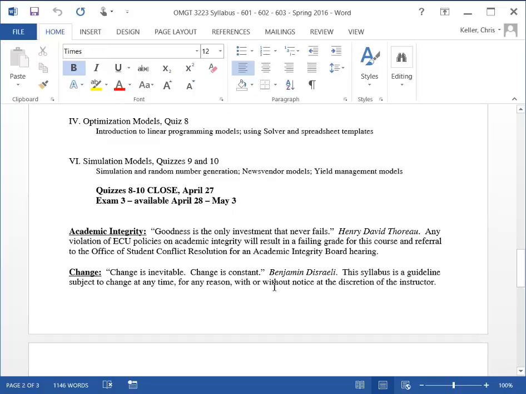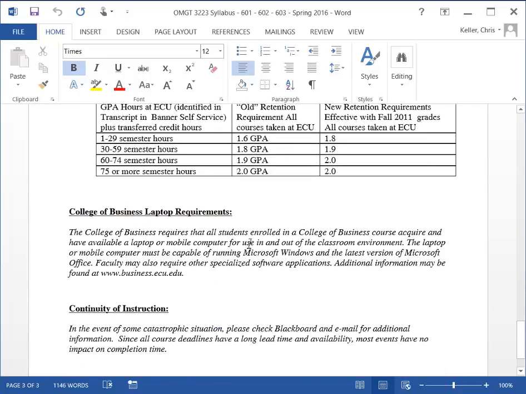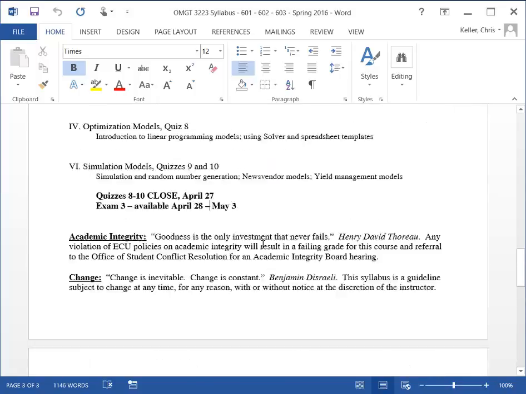This syllabus is a guideline subject to change at any time, for any reason, with or without notice, at the unlimited discretion of the instructor. So really it's a guideline. And we've got some items down here at the bottom that are required to be included in here.